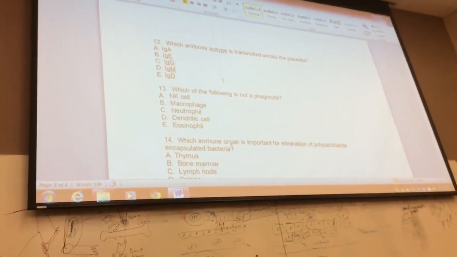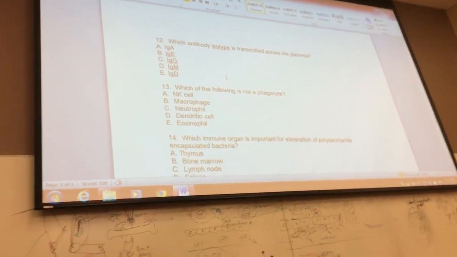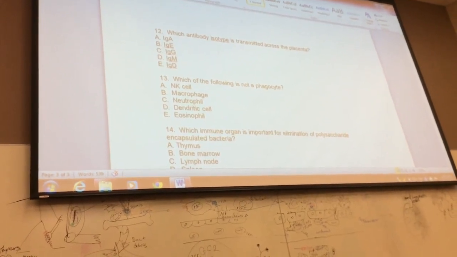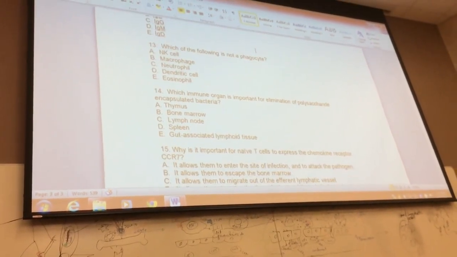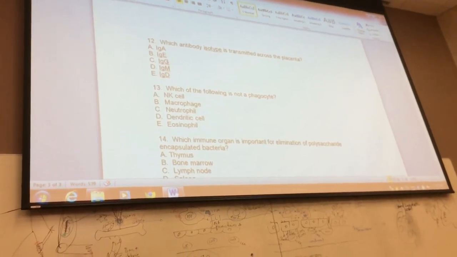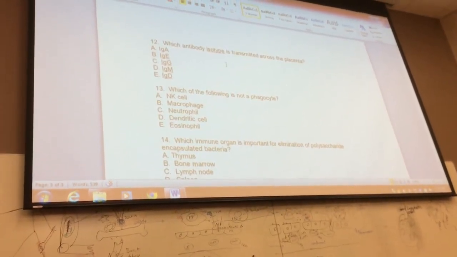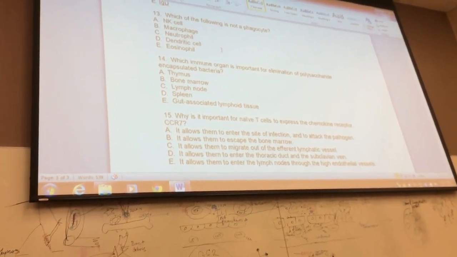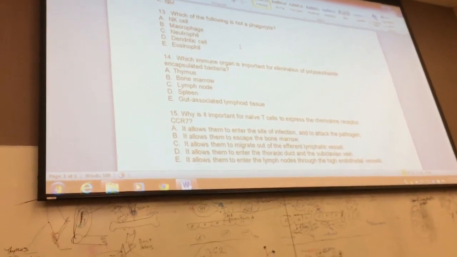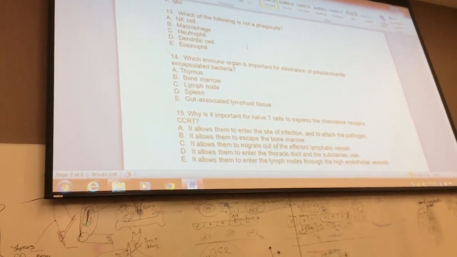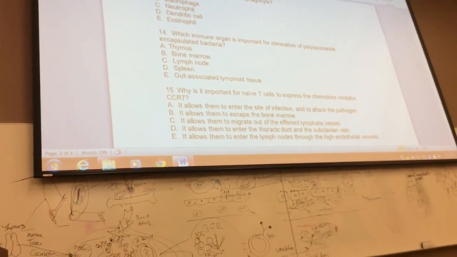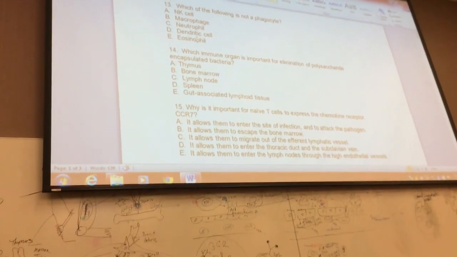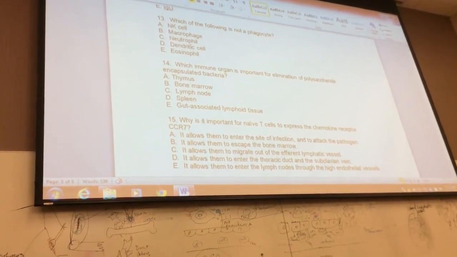Which antibody isotype is transmitted across the placenta? Board question for sure. It's C, sorry, it's IgG. You see that all the time in various permutations. Which of the following is not a phagocyte? Natural killer cell. All of these others are classified as phagocytes. They can all phagocytose microbes or parts of microbes.